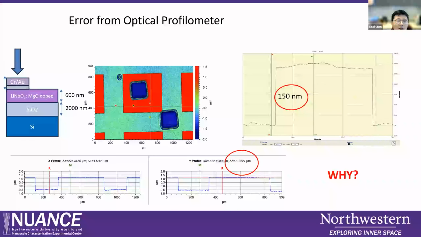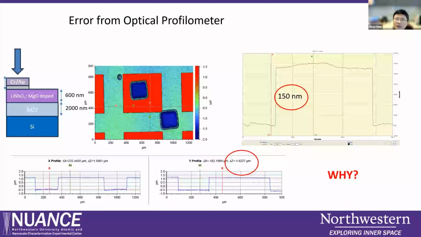Here I didn't measure the crater, I measured the metal. On the metal area, you can see this bottom is the profile, so this gives you delta Z. From the optical it is 1.5 micron. If you look at the right, same area, with the stylus profilometer, it is just 150 nanometer. So which one is correct?